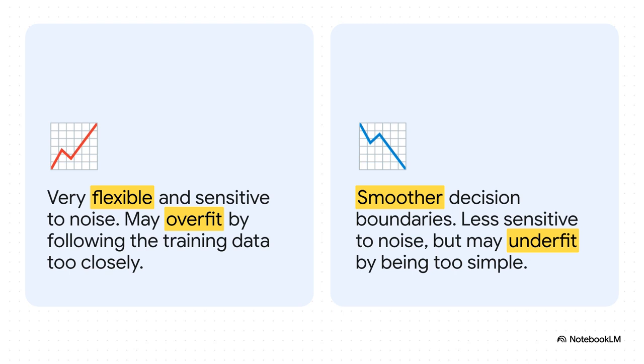But if you go way too big on K, things get smoothed out so much that the model becomes too simple. It might miss the actual patterns in the data, and that's called underfitting.